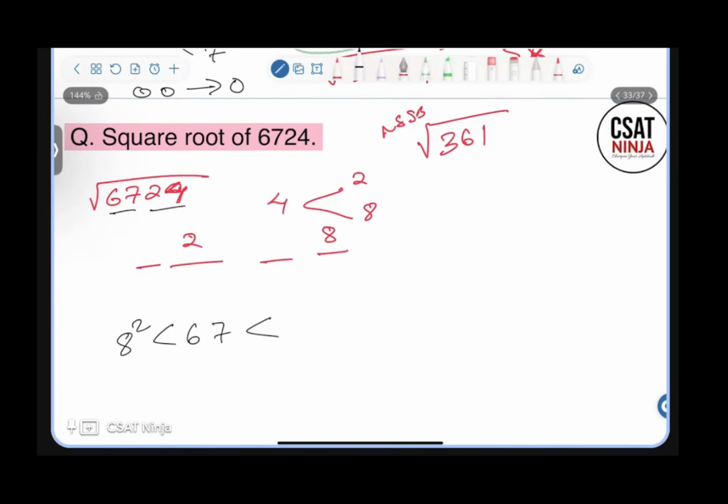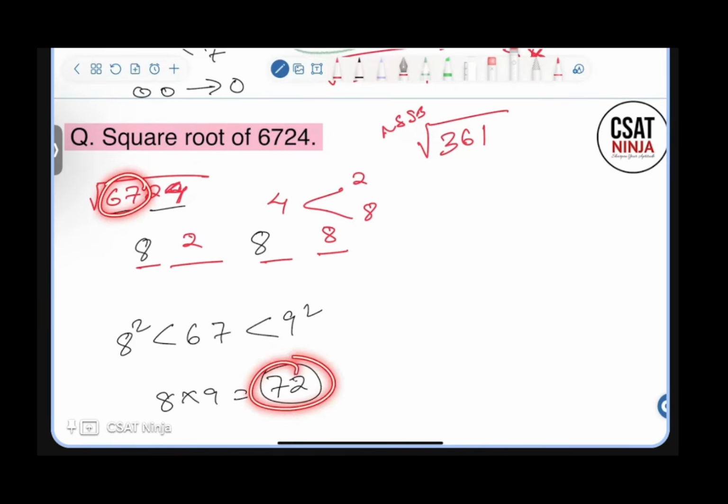67 lies between which square and which square? 8 square is 64 and 9 square. So the first digit here is 8. So 8 into 9, 8 9s are 72. So you compare these two. If you compare this one and this one, we see that this one is smaller. So the smaller number here is the answer, which is 82. So the answer is 82 here.